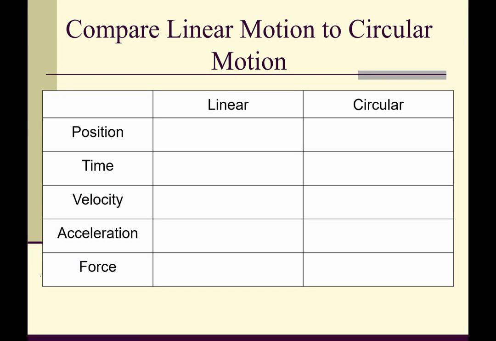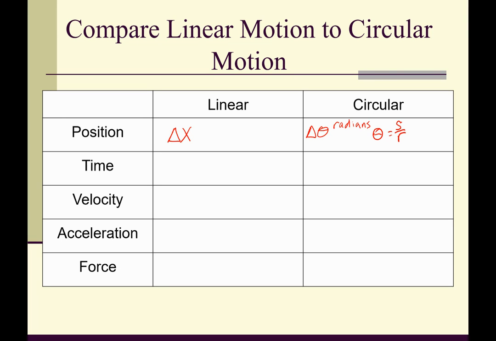So when we're looking at position, change in position, linearly, that's a change in x. Our variable is change in x. Well, when we're looking at it in circular motion, that is change in theta, or a change in our angle, okay? And that's measured in radians. And also, that theta is equal to our arc length divided by our radius.